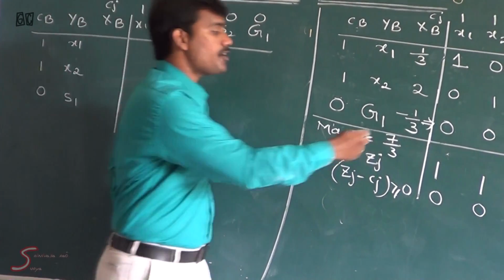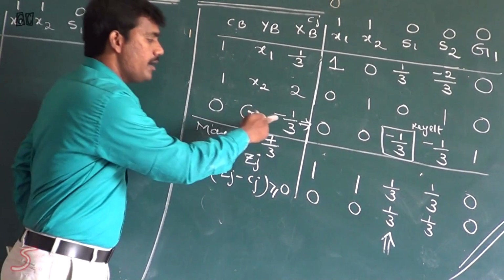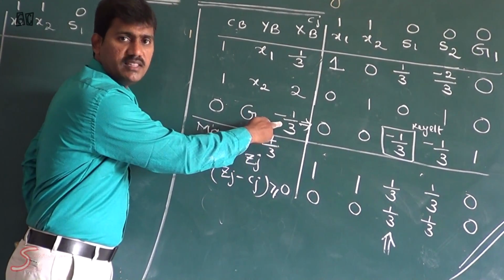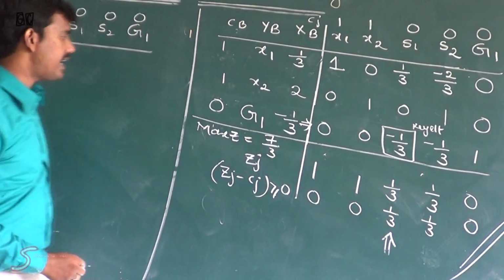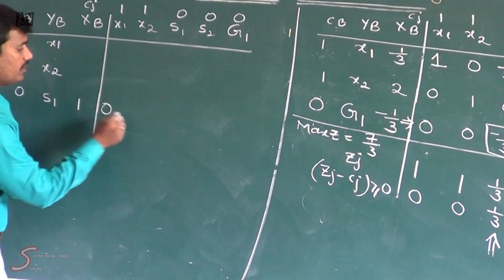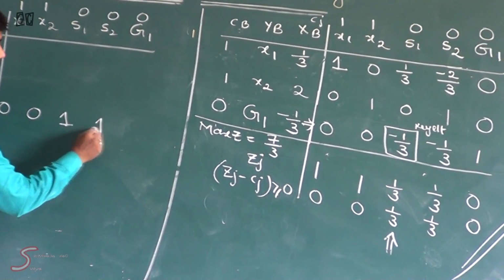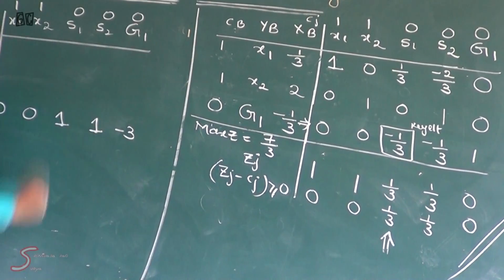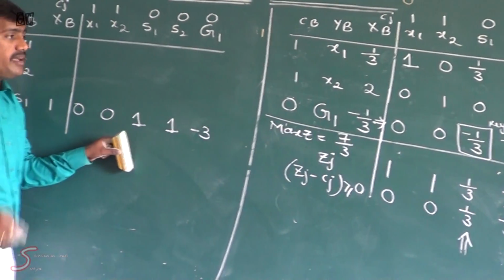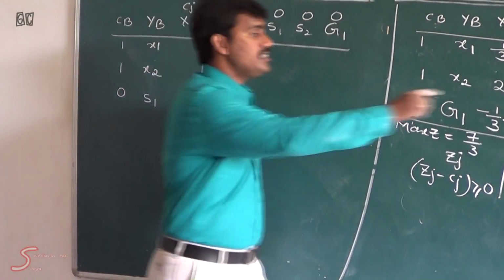So obviously, in order to divide with minus 1 by 3, it's better to multiply with minus 3. Minus 3 into minus 1 by 3, minus into minus is plus, and the 3 gets cancelled. The value should be 1. 0 and anything again 0. Obviously 1. This is all about 1, and minus 3 into 1 again minus 3. We have to make all the elements in the key column 0. Obviously, we got the value 0 here.